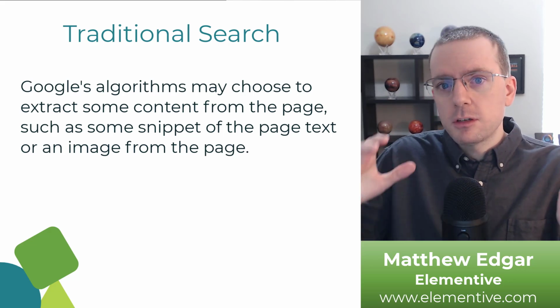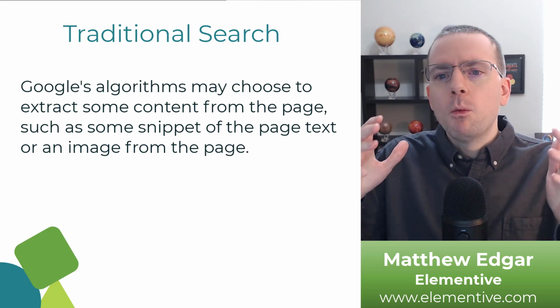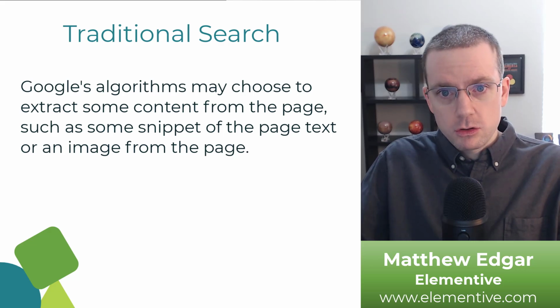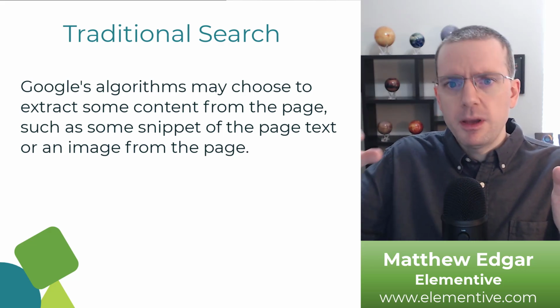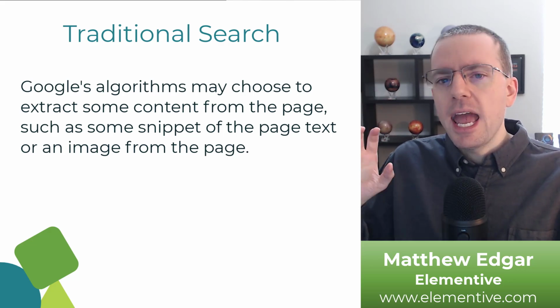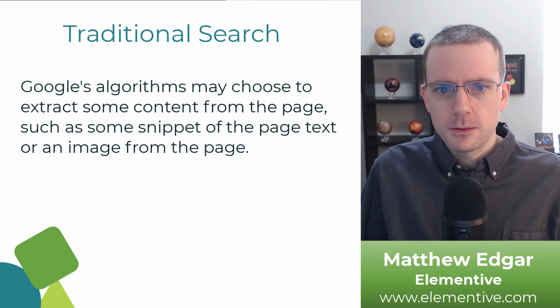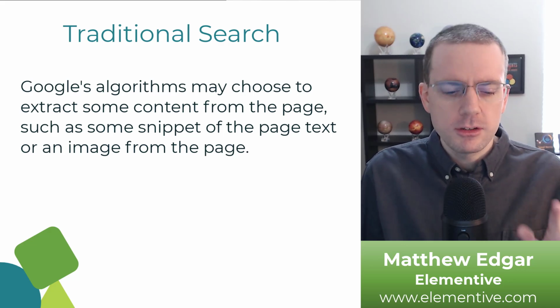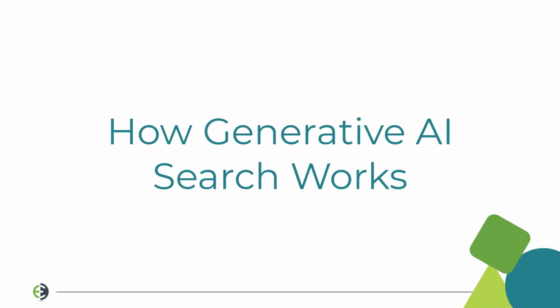Generative AI search is about generating new content. What Google is doing with traditional search, with bringing in a featured snippet or an image from the page, is trying to extract existing content and represent it in the search results. It's a very different focus.